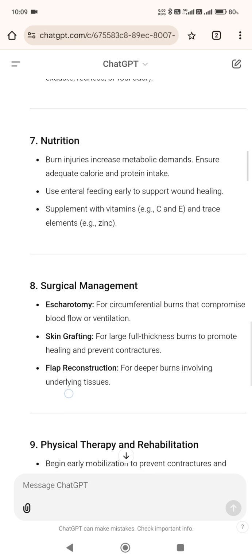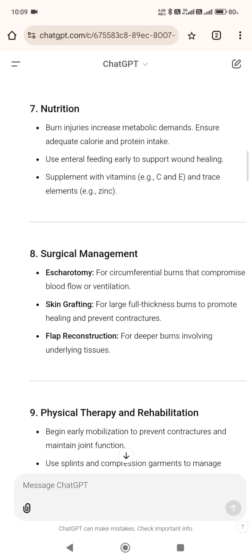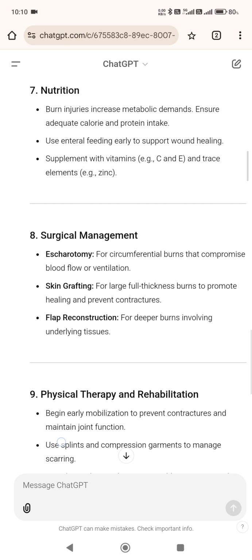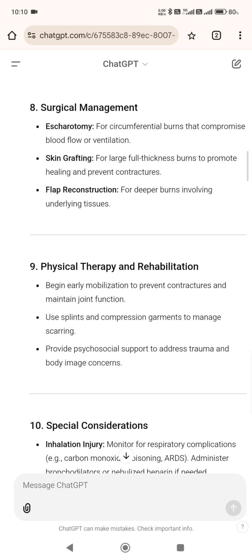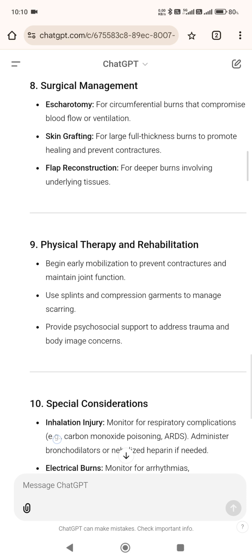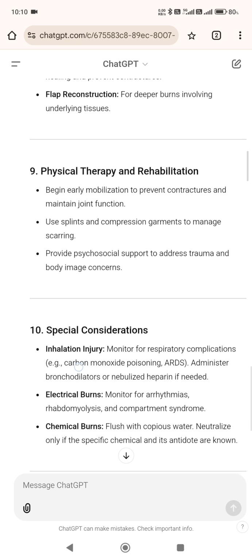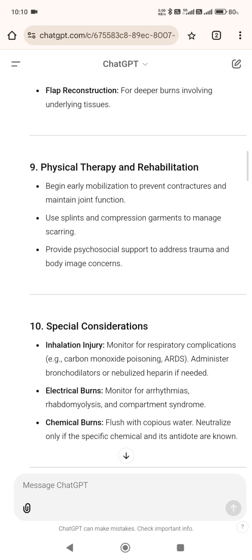7. Nutrition. Burn injuries increase metabolic demands. Ensure adequate calorie and protein intake. Use enteral feeding early to support wound healing. Supplement with vitamins, e.g. C and E, and trace elements, e.g. zinc. 8. Surgical management. Escharotomy for circumferential burns that compromise blood flow or ventilation. Skin grafting for large, full-thickness burns to promote healing and prevent contractures. Flap reconstruction for deeper burns involving underlying tissues.